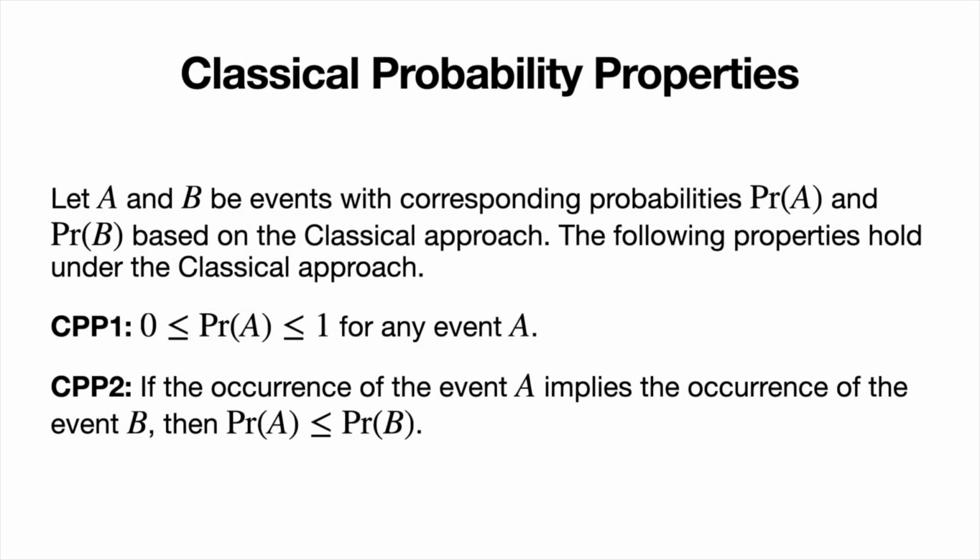Let A and B be events with corresponding probabilities based on the classical approach. The following properties hold under the classical approach. Property 1 says that the probability of any event is always between 0 and 1 inclusive. Probabilities are never less than 0 and they're never greater than 1. Property 2 says that if the occurrence of the event A implies the occurrence of the event B, then the probability of A can be no larger than the probability of B. That is, the probability of A must be less than or equal to the probability of B.